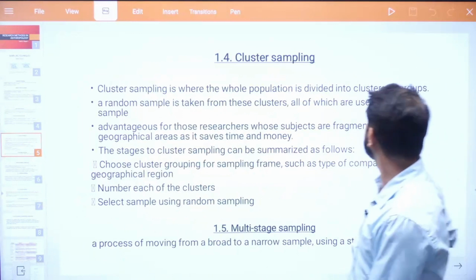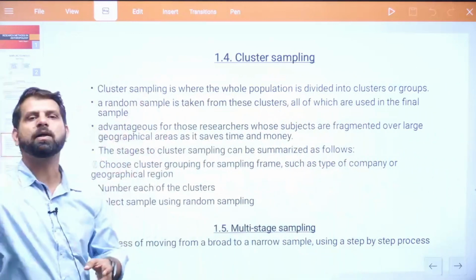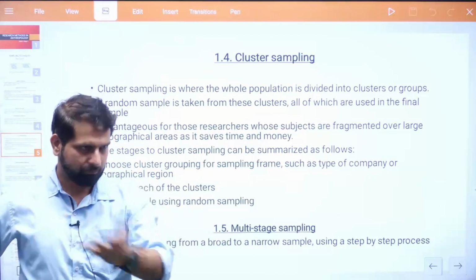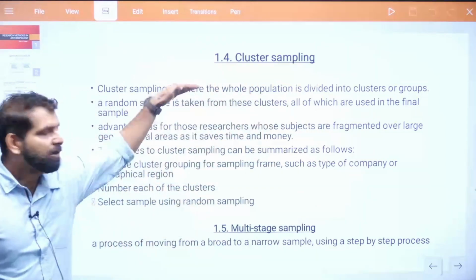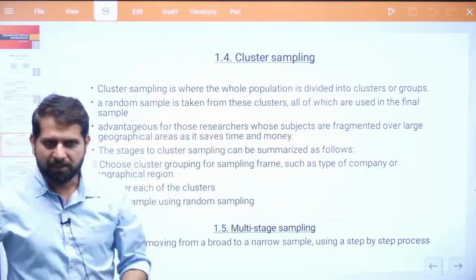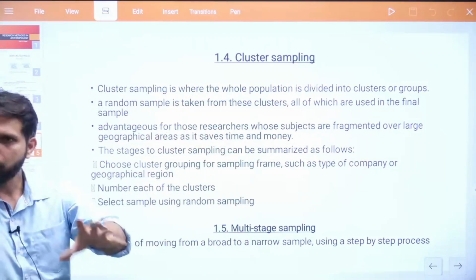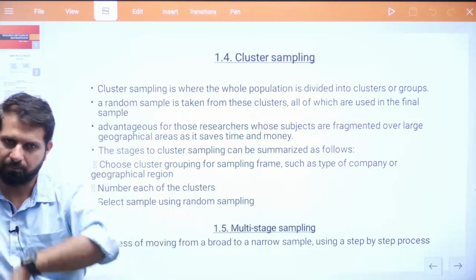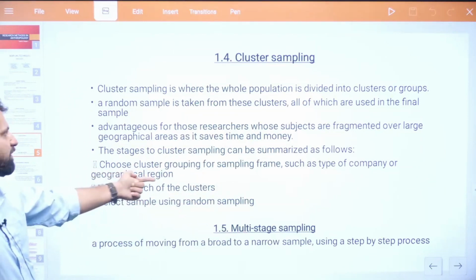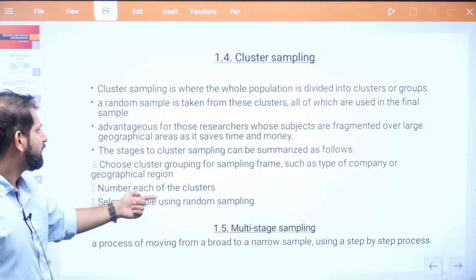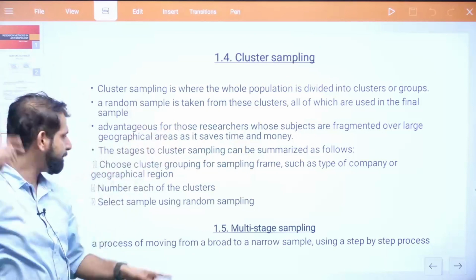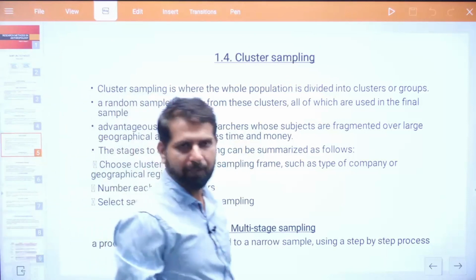Next is cluster sampling. You divide the whole population into small clusters. Like every district has certain blocks, and within blocks you have gram panchayats. Simple things like that. A random sample is taken from these clusters. So from a block, you have different panchayats, and from each panchayat you can take samples to understand the phenomenon. There are 3 stages. First, we choose clusters. Then we number each cluster 1, 2, 3, 4, 5, 6, A, B, C, D. We have a set of clusters, we number them and select a sample using random sampling. As simple as that.